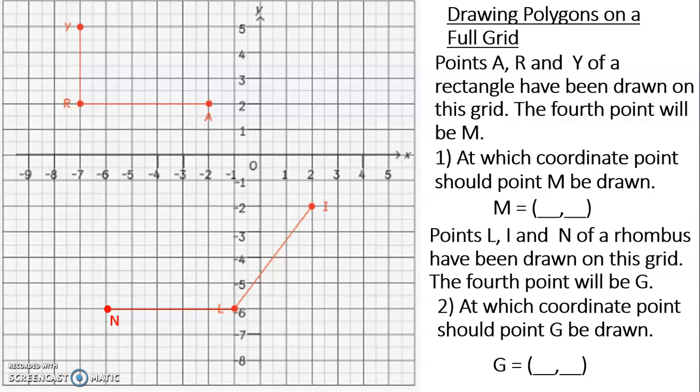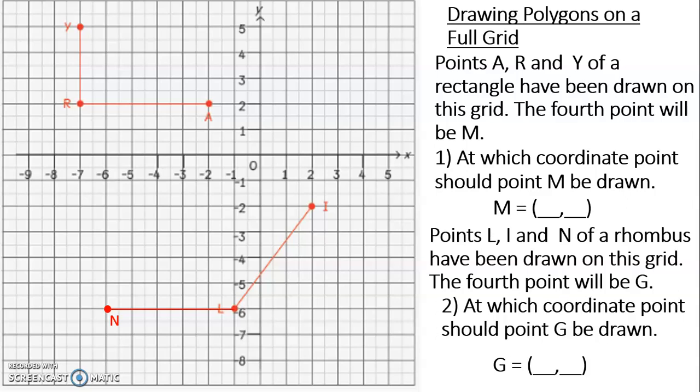Right, so at which point should M be drawn? Well, let's try and visualise a rectangle. A rectangle has 4 sides, all the same angles, so that means it must be up from where A is and along from where Y is, so roughly about here. So thinking about the coordinate, when we write it, we go from 0 along the corridor first to -2, and then we go up the stairs to 5. Coordinate M is -2, 5.